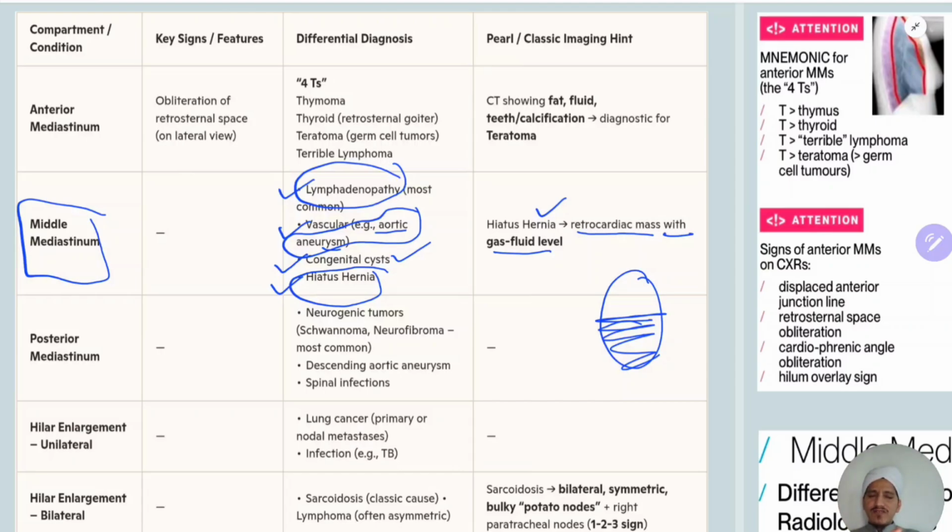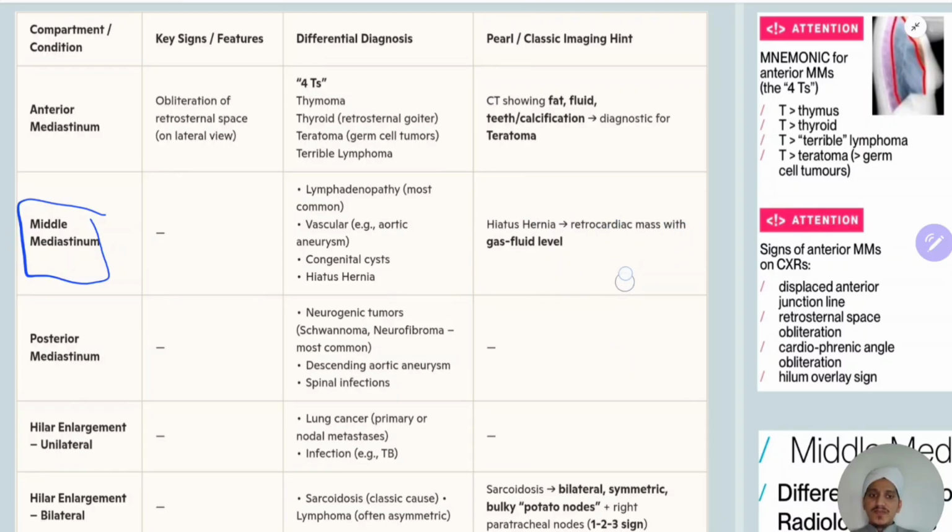Lymphadenopathy can be due to infection, inflammation or increased proliferation. Or it can be an aortic aneurysm, at the arch of the aorta or the upper part of the aortic arch. Then the third one is hiatus hernia, an important one, which will have an air fluid level and will be present behind the heart. That is about the middle mediastinum.